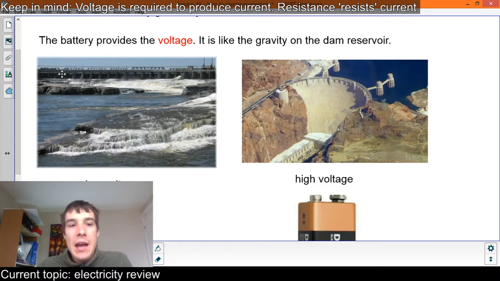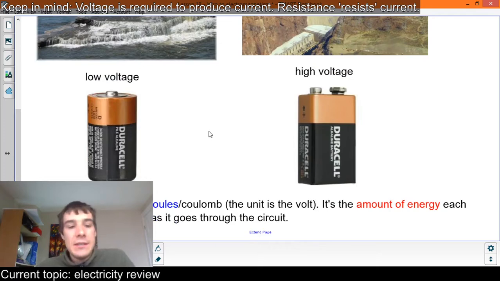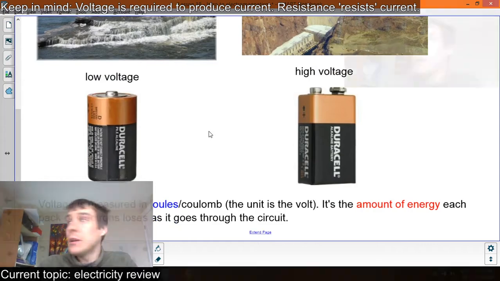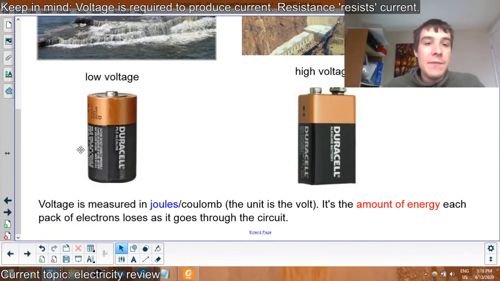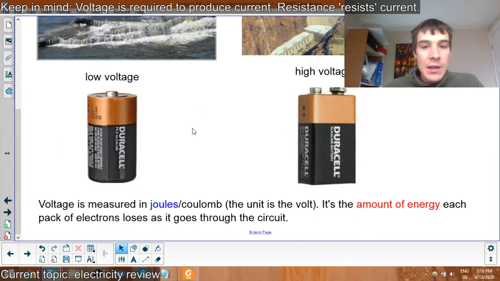It depends on how open your dam is, not how high your dam is, how many gates you have open. So there's a difference. Voltage is not necessarily power. Voltage can contribute to power, but it's not necessarily power. Here's a 1.5 volt battery and a 9 volt battery. This is low voltage. This is high voltage. It's purely the amount of energy each pack of electrons has, and also a measure of how much energy they lose in the circuit, how much energy they gain from the battery.